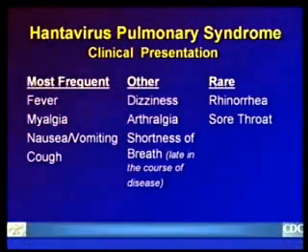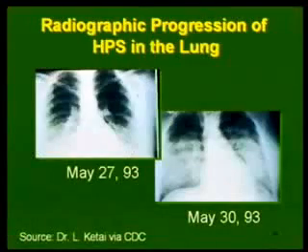Symptoms include the standard things that you see: fever, myalgia. You get it into the lungs, so it's not surprising you get a cough. You get nausea, vomiting, and then you get shortness of breath because your lungs are filled up with this stuff. Occasionally you can get upper respiratory tract symptoms, but more usually it's lower respiratory tract.